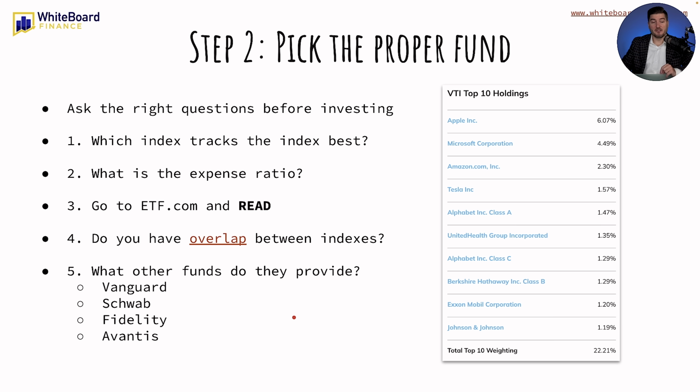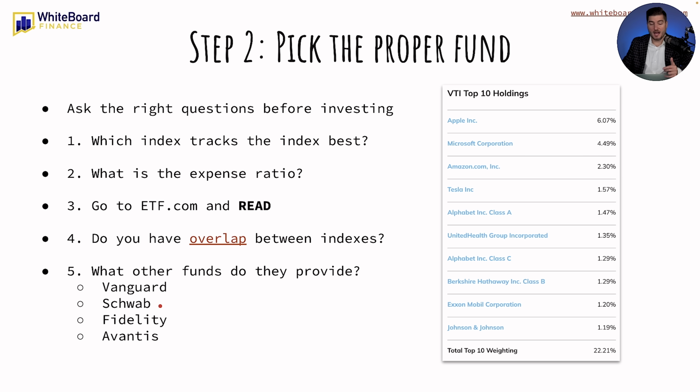And then finally, the 5th step in picking the proper fund is understanding what other funds they provide. So say, for example, you want to roll with VTI, which is a Vanguard fund, and you're happy with Vanguard, the way their fund is run, the way their brokerage is run. You can start to look for other different funds that are offered by Vanguard. BND, for example, is offered by Vanguard. VTI is offered by Vanguard. VXUS, which I mentioned in this video, is offered by Vanguard.